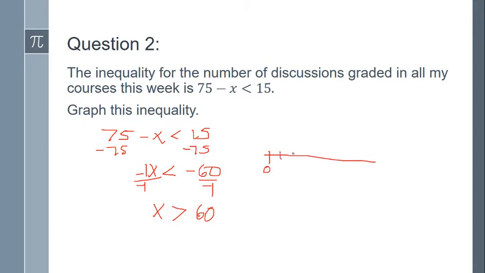Now to graph this, here's the number 0. Suppose here's 10, 20, 30, 40, 50, 60 on my number line. I'm going to use an open circle because this inequality says strictly greater than 60, meaning we don't want to include 60 as part of our solution, just anything greater than 60. So we put an open circle at 60, and then shade all to the right, or draw an arrow going to the right. Those are all the numbers greater than 60 on this number line.